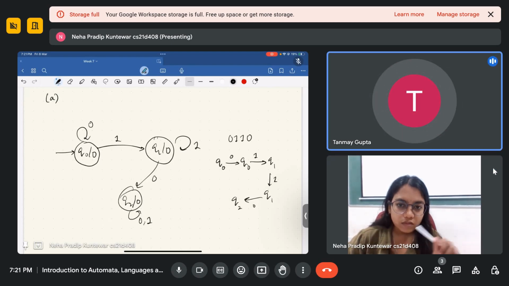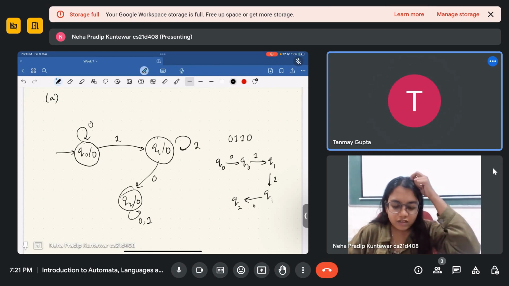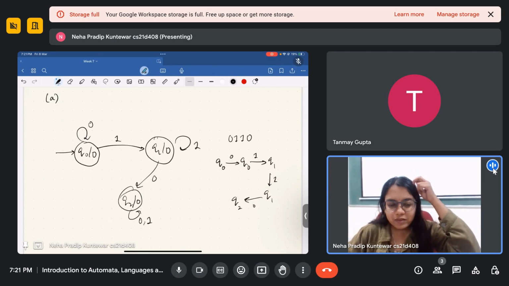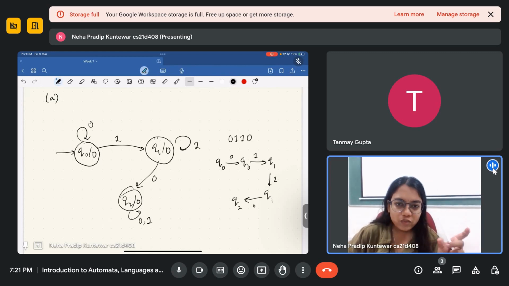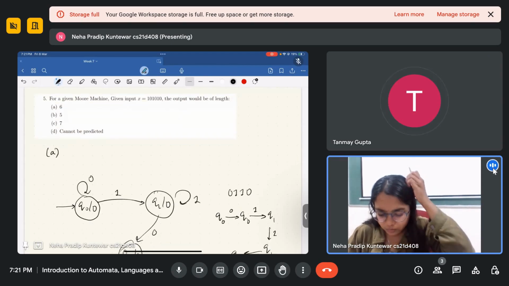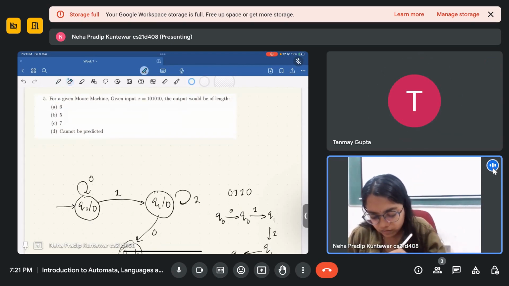So in Moore machine, it will be input plus one, and in Mealy machine, it will be equal to input. That's right. The number of transitions is equal to the length of the string, but the number of states is one more. So in this case, it would be 7. Yeah.